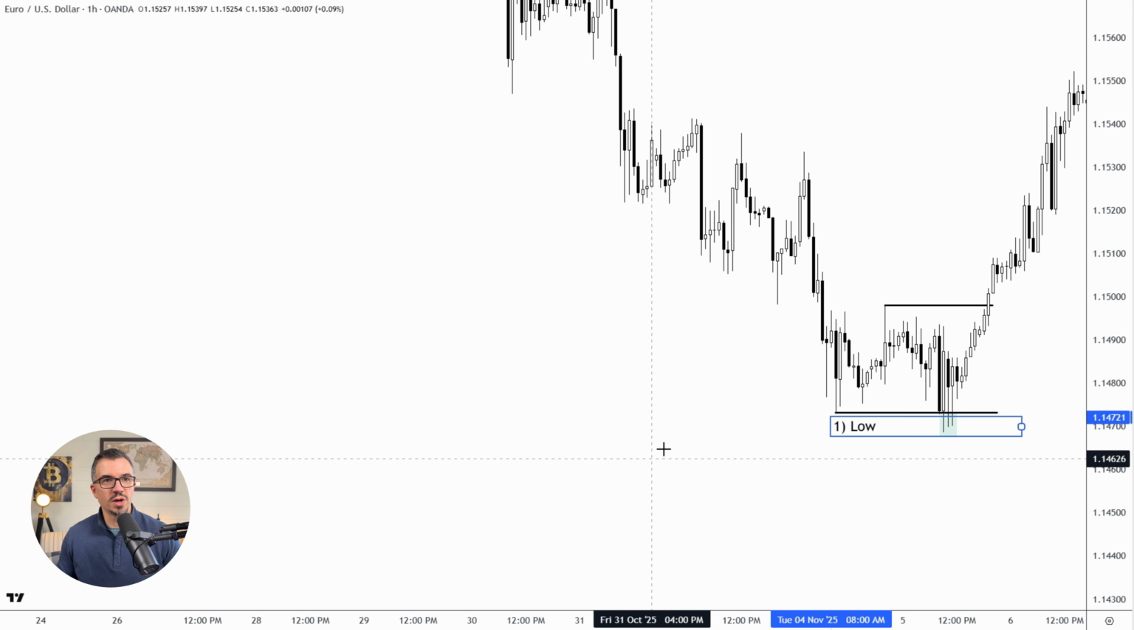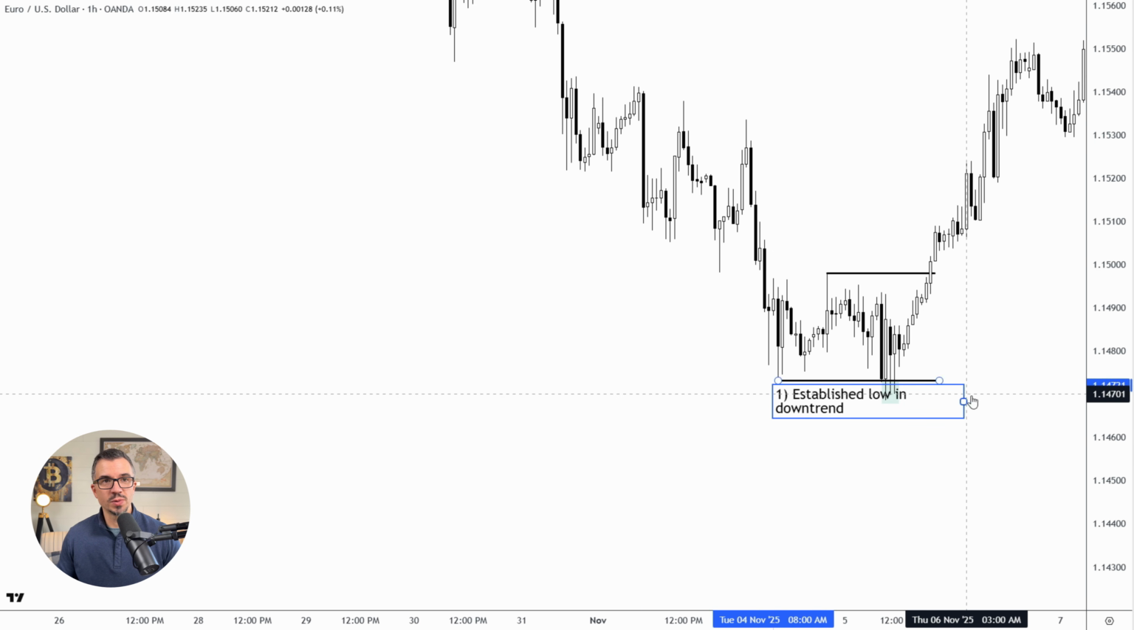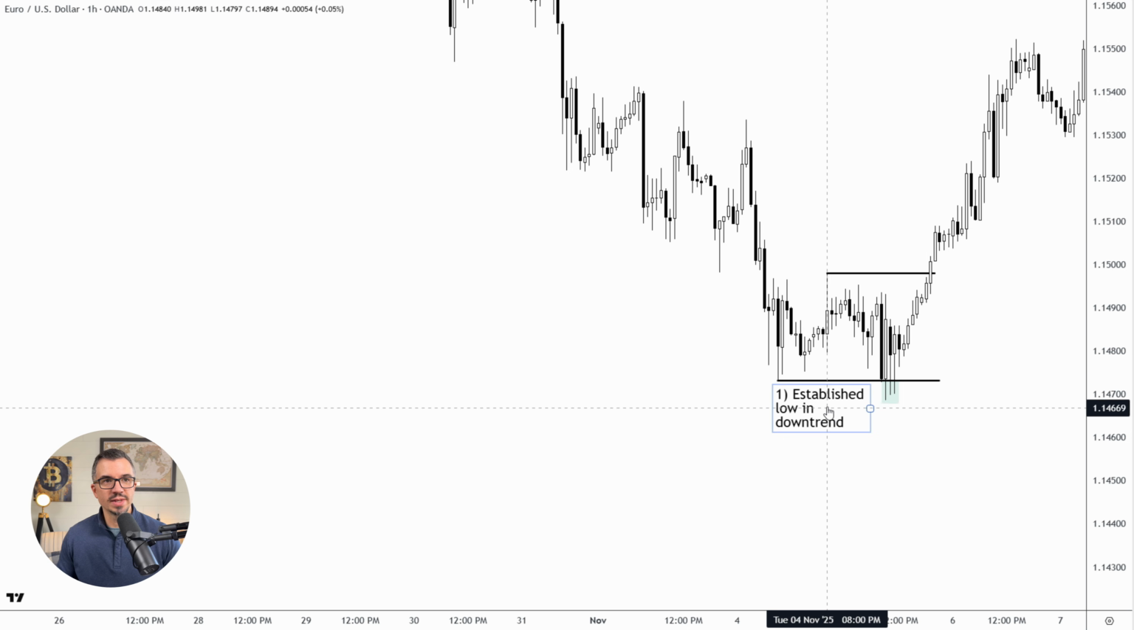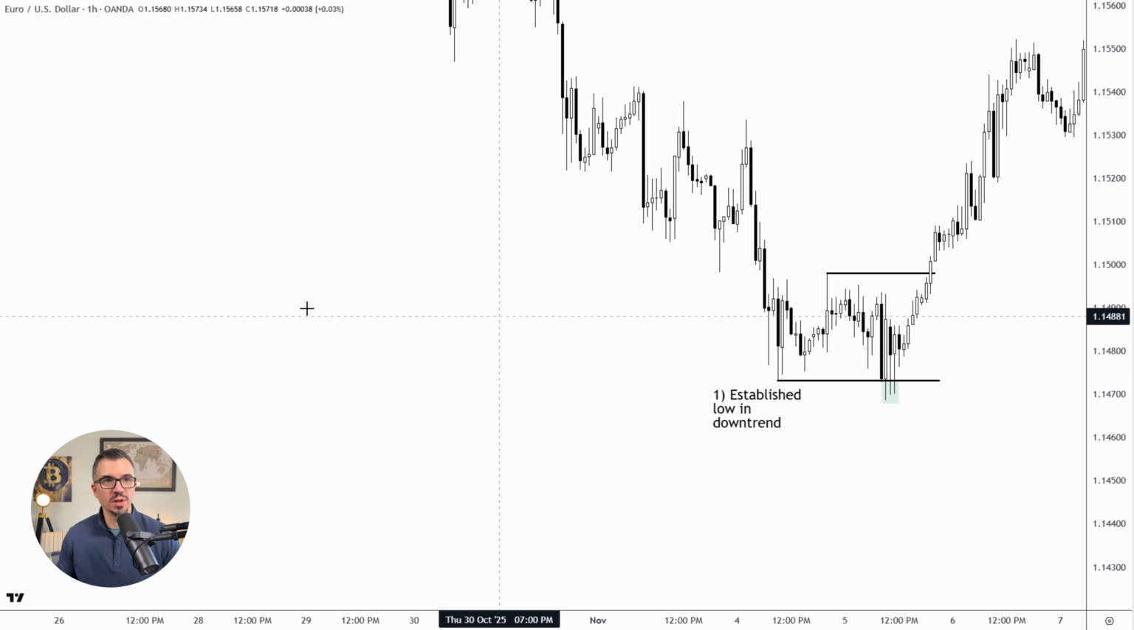Now, this of course could also be an established high within an uptrend, which we'll talk about a little bit later. But in this case, we have the established low, and the low we're referring to is this one right here. The reason this is important is because you get buyers buying down here on this low, and the stop losses are going below here. So you get buyers coming in, buying this low, setting their stop losses right below it.